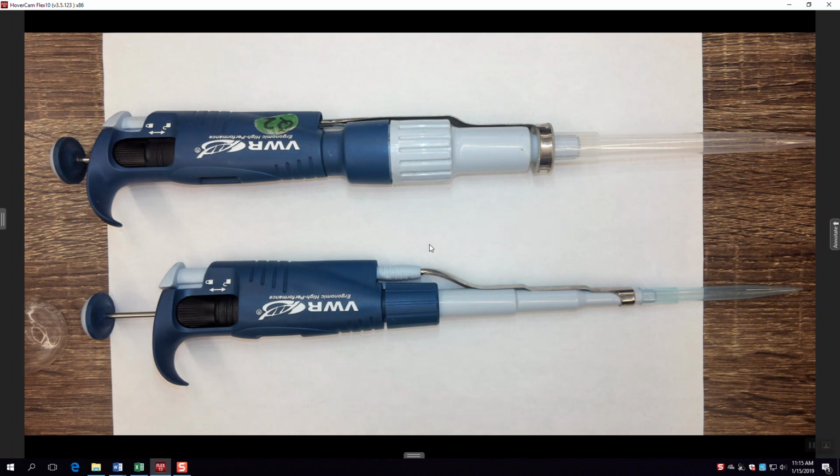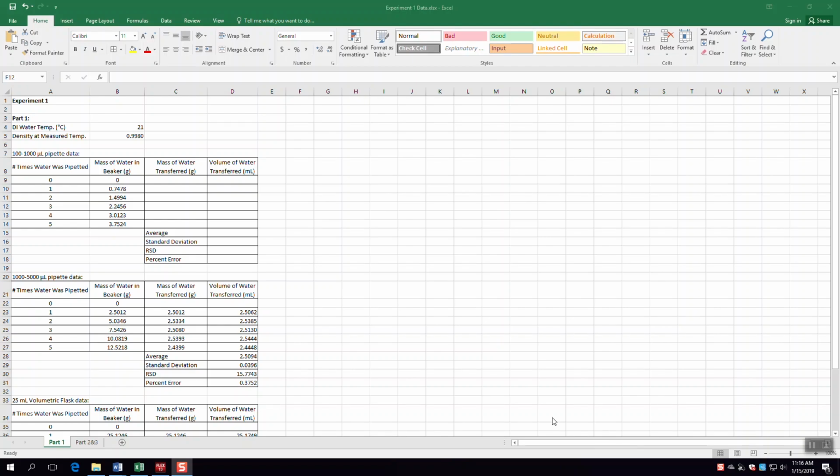Now that you have a basic idea of what's going on in this experiment and what we're trying to figure out, we're going to switch gears and look at what you do with the data once you get it. Because actually getting the data here is relatively straightforward. You're just going to measure some masses and convert them into volumes. Let's look at what that data looks like next.